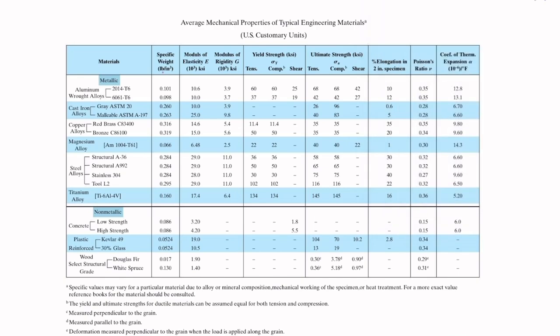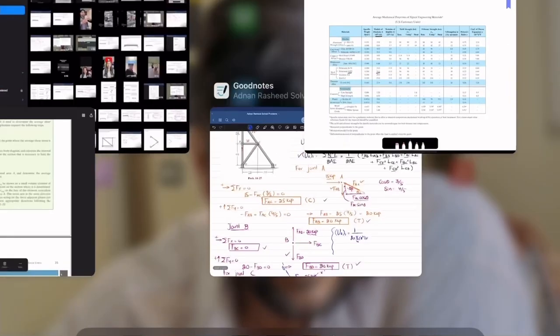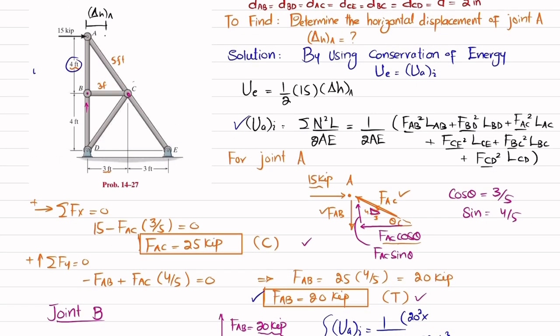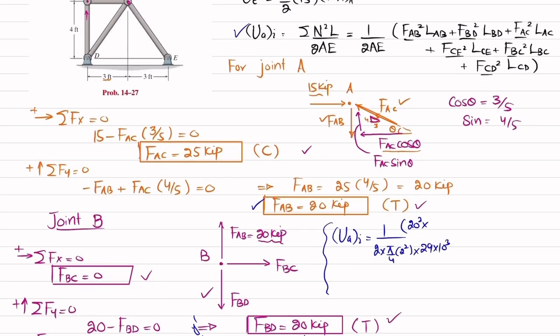Let me show you. It will be 29 into 10 to the power 3 KSI. So I will write 29 into 10 to the power 3. Now multiply FAB. Let me show you. This is 20 kips. So 20 square into length of AB. AB is 4 feet. So in inch, 4 multiplied by 12, we convert it into inch.